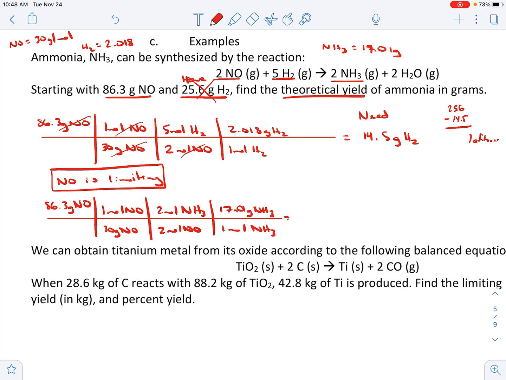And again, we'll multiply across the top, divide by the bottom. So 86.3 times 2 times 17.01 divided by 2 divided by 30. Okay, this gives us, we form 48.9 grams of NH3. This is how much we should have gotten in theory. All right, what we did get would be what we measured in class, or in the lab. Okay, awesome. Hopefully that works for us.